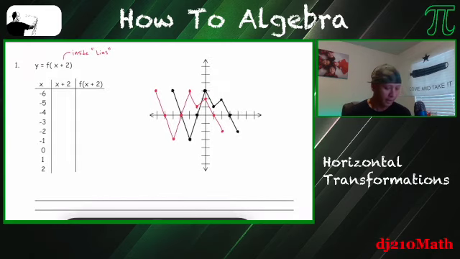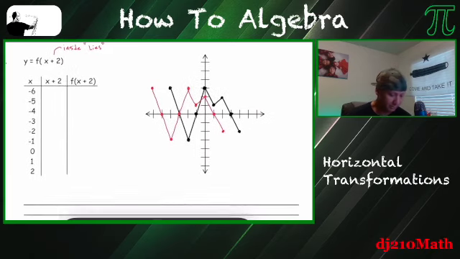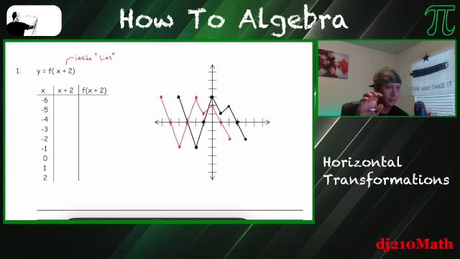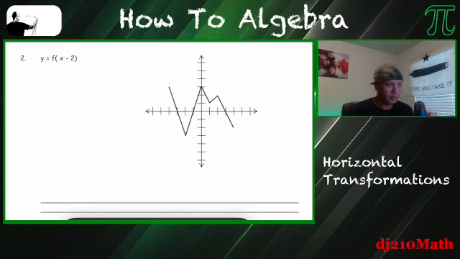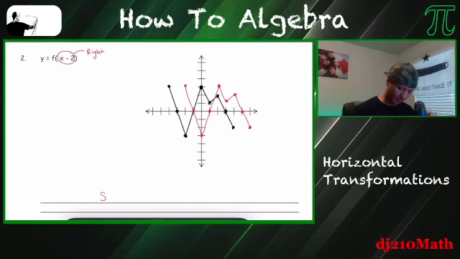All right, so here we have the function and it stayed the same shape. It just shifted left 2 units. Everything shifted left. All right, number 2. Here we have x minus 2. Again, inside lies. So x minus 2, we're shifting to the right. So that's what this one looks like, shifting right.